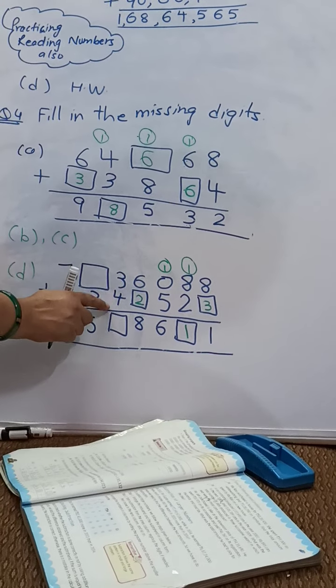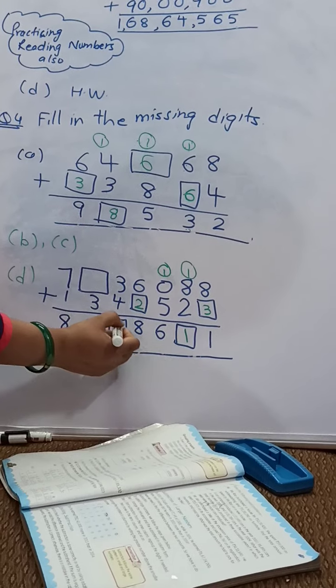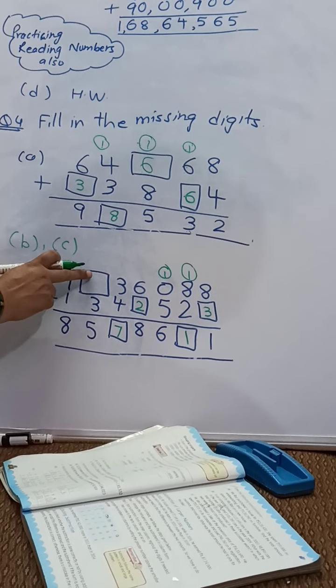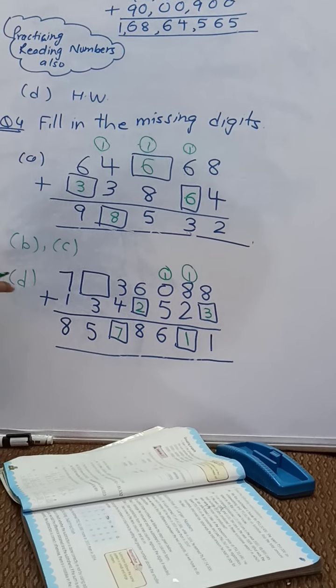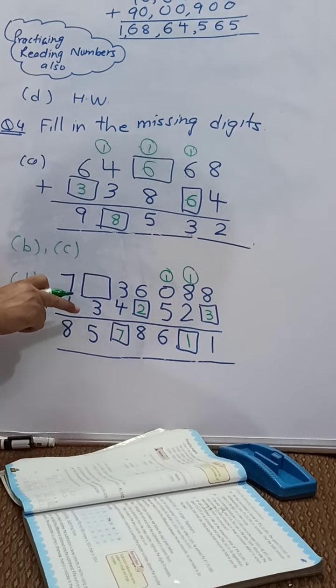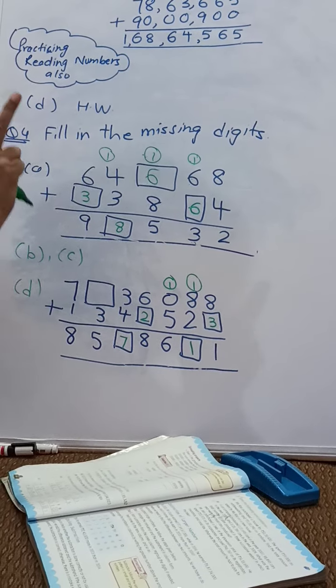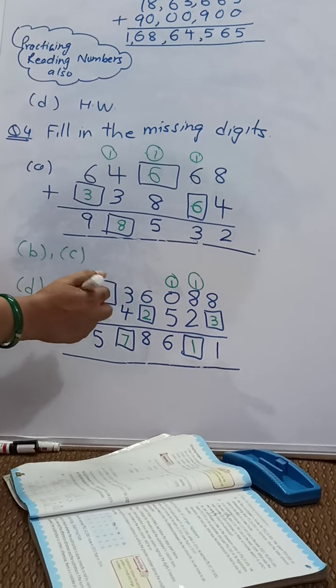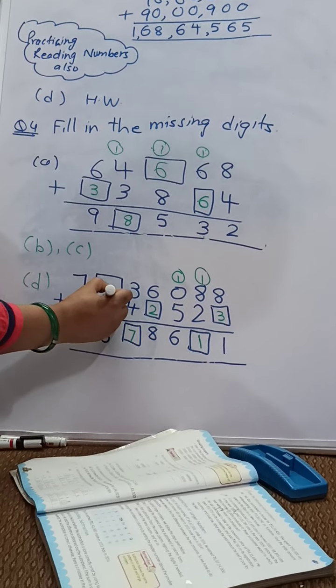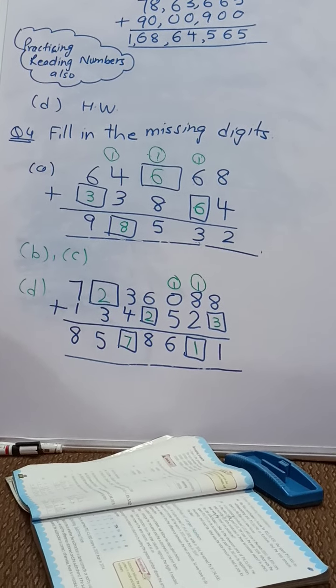Then we have 4 and 3, 7. Now 3 plus some number is 5. So I start counting after 3: 4, 5. So 2 counts. So what will come here? 2. So this was pretty easy.